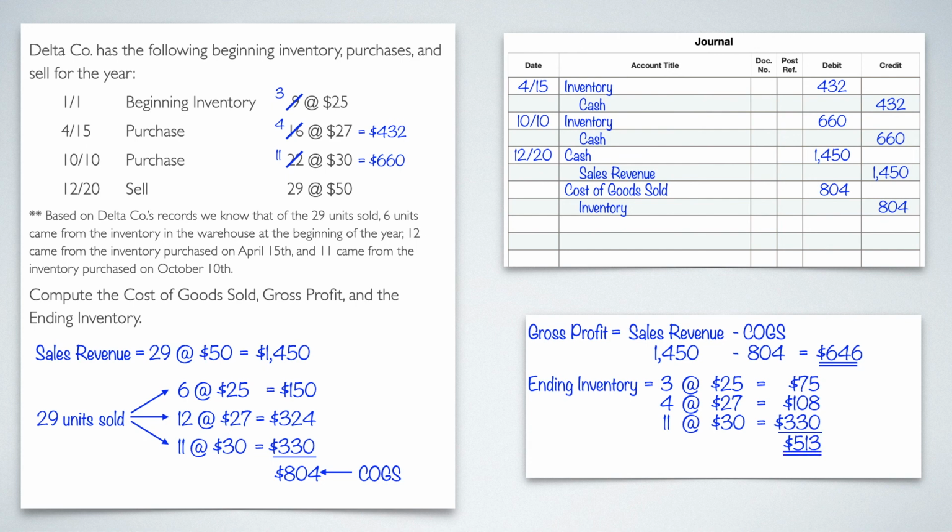So that's how you do a problem dealing with specific identification when you have all your purchases at one time and then the sale at the very end.